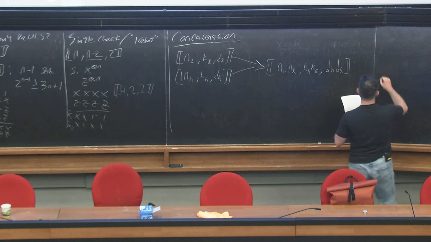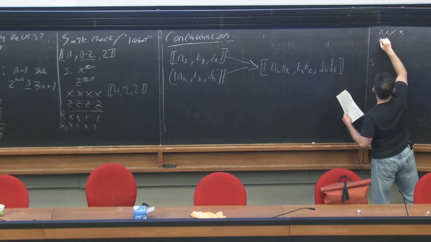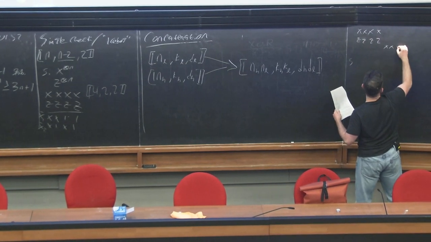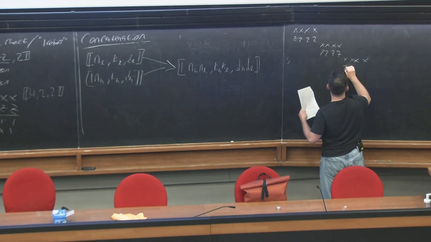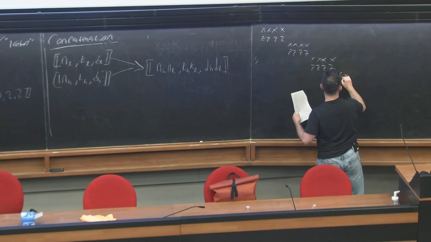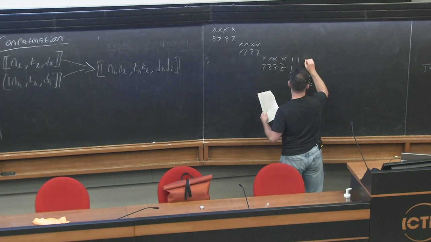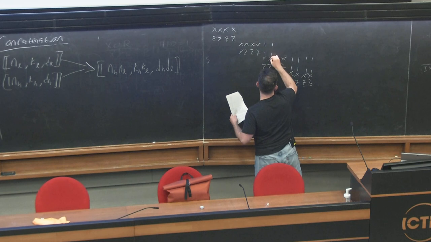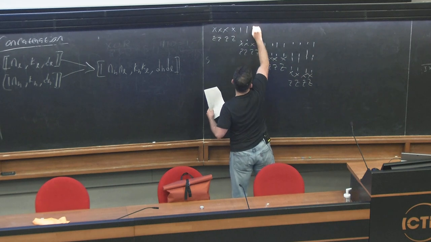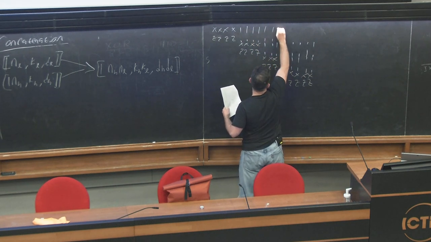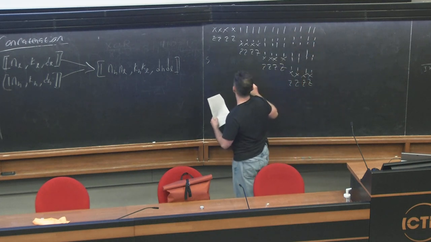All right, the stabilizer of this code. Let me start at the top. It's going to be X, X, X, X, Z, Z, Z, Z. You can see that even though it's not exponential, a quadratic amount of work can still be a lot.